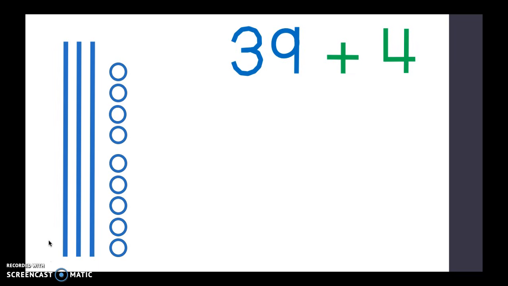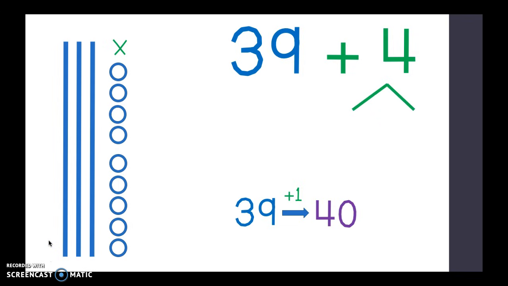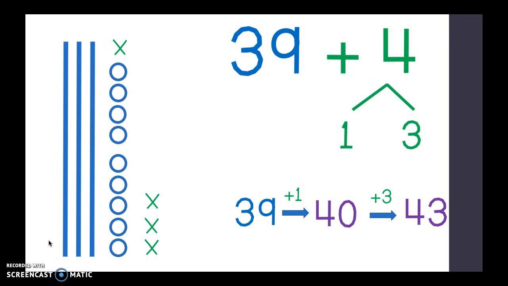Okay, you ready? If I'm at 39, I need to add one more to get to 40. My arrow way would look like this. 39, the arrow is at plus 1 to get to 40. And then if I use part of that 4, the 1, I need to know that the other part of that 4 is 3. So then I'm going to go ahead and add in 3 to that 40. I'll do another arrow plus 3, and that equals 43.